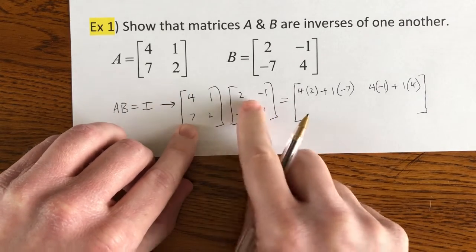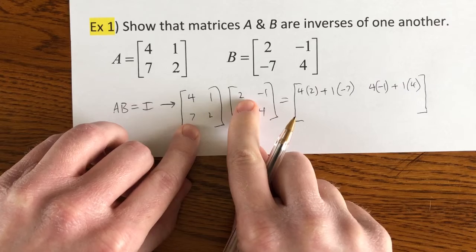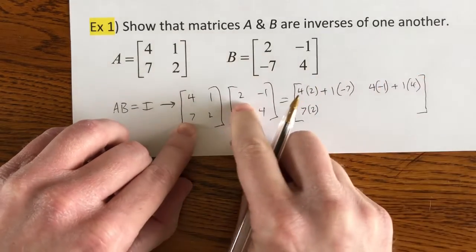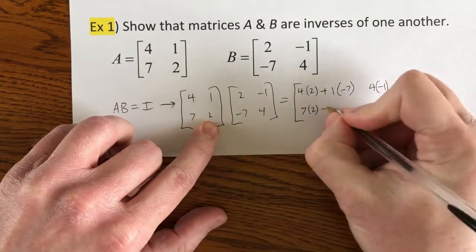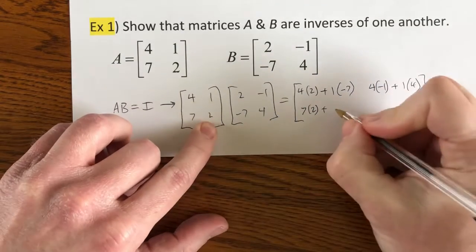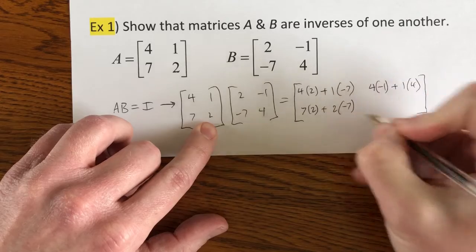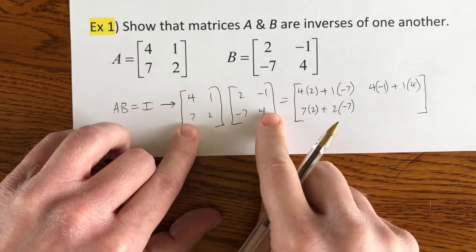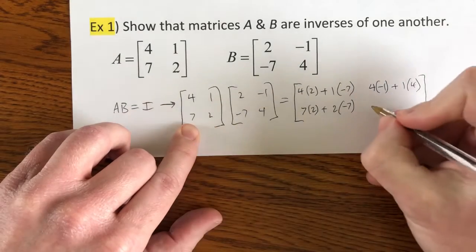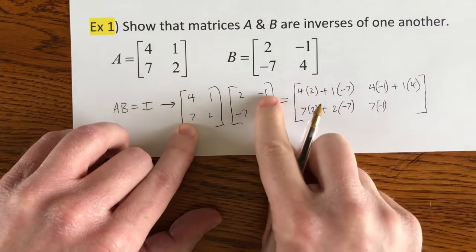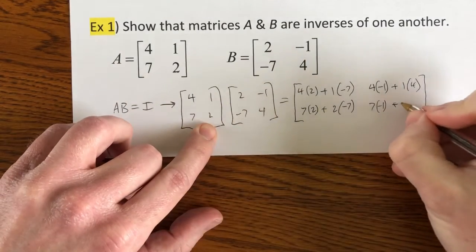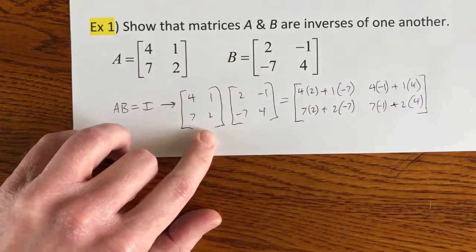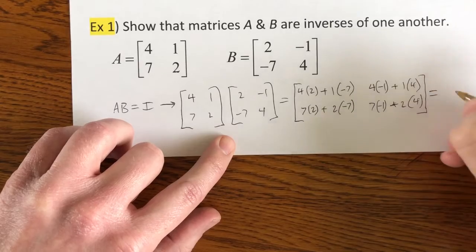Moving on to the second row. Here we go again. 7 times 2. And then we're going to add to that, what? 2 times -7. Leave a little bit of room. Next is this column, 7 times -1, plus 2 times 4. All right, so what do we end up with?